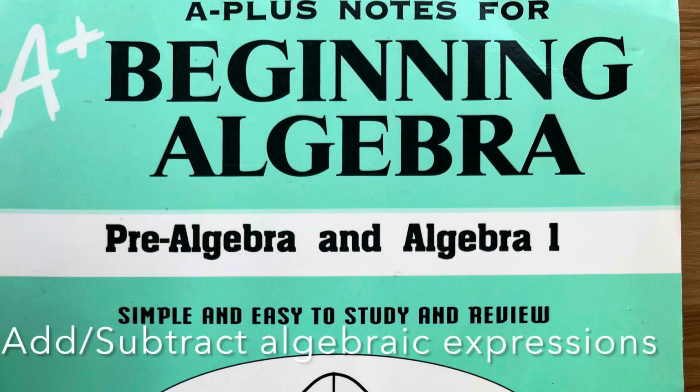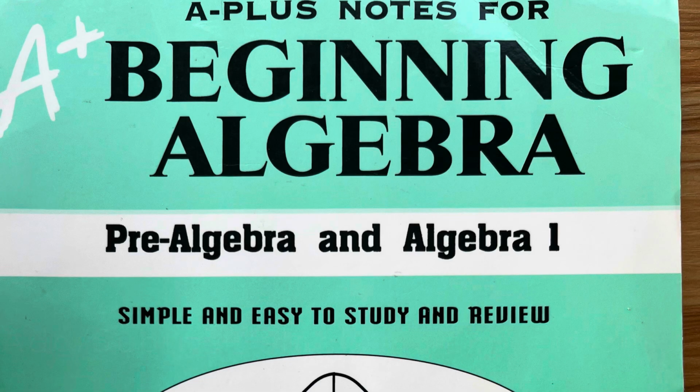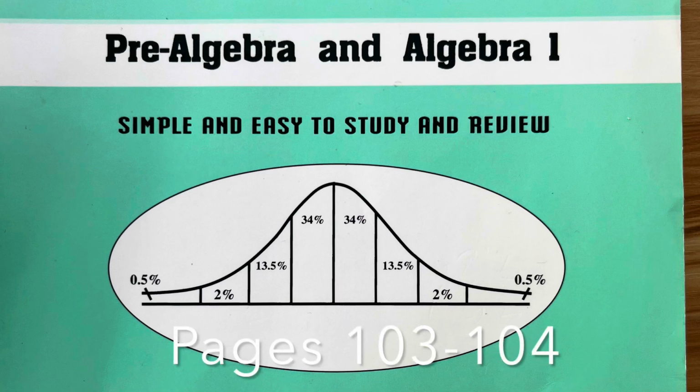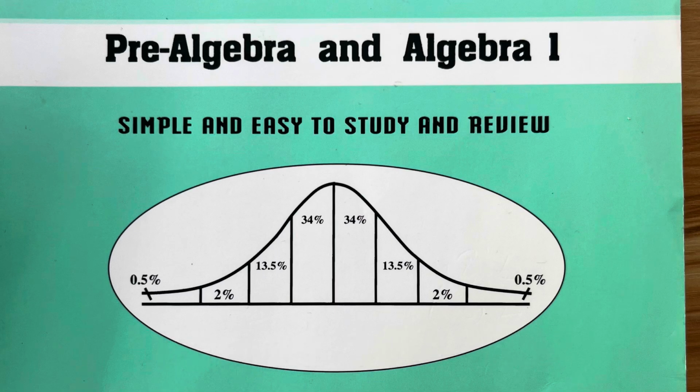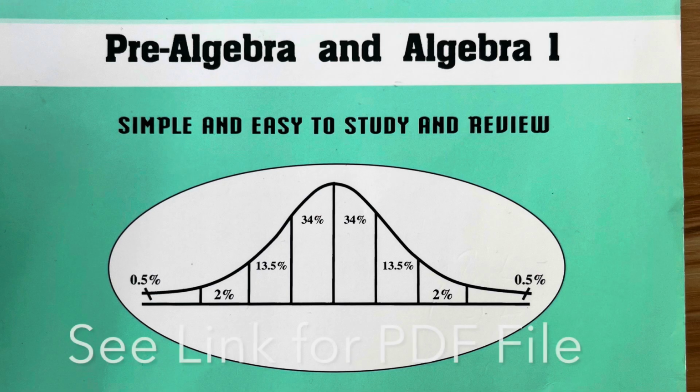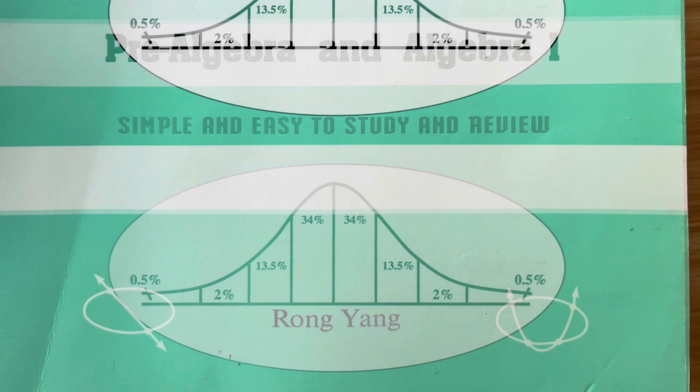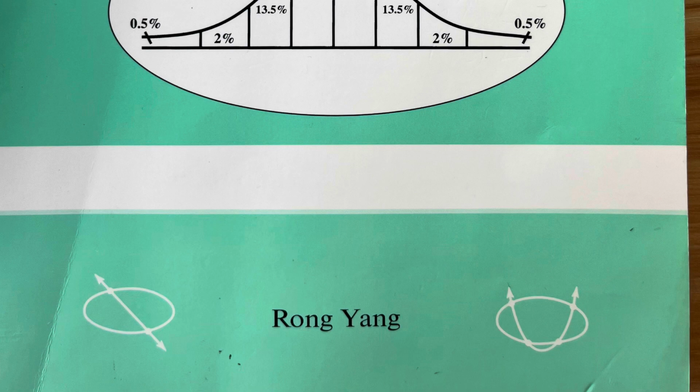Adding and subtracting algebraic expressions is covered on pages 103 and 104 in the Beginning Algebra book. Please see the link in the description box below this video for the PDF file, which you may use to print out a hard copy for yourself.